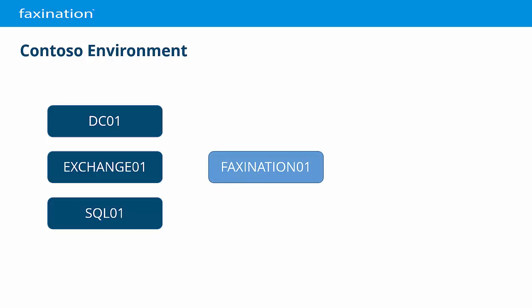We'll be installing our software on Faxination01. And our telephony system supports T.38 fax over IP, so we'll be pointing our fax over IP connector to the IP address of the PBX. This could also be a digital media gateway or a SIP trunk.